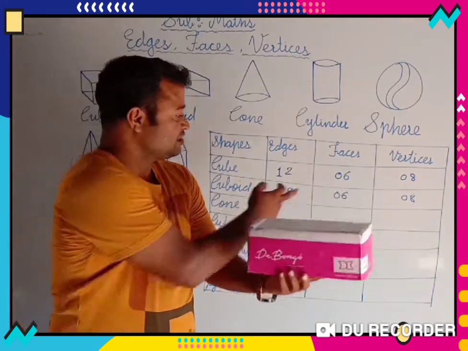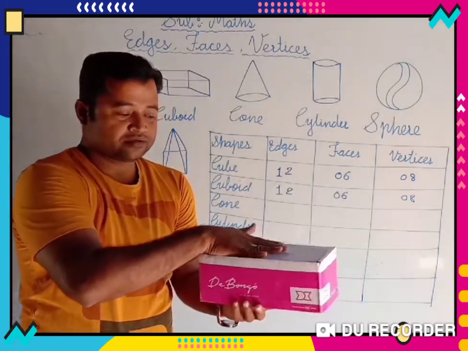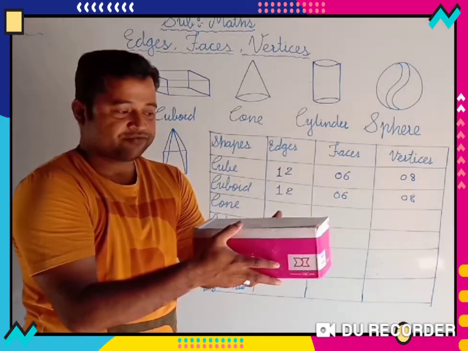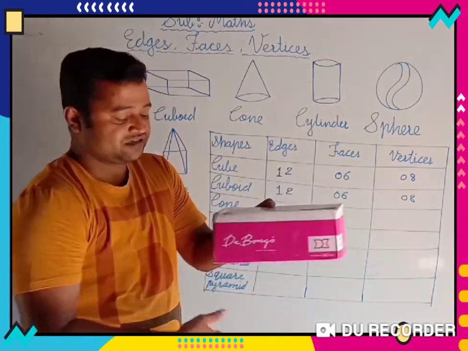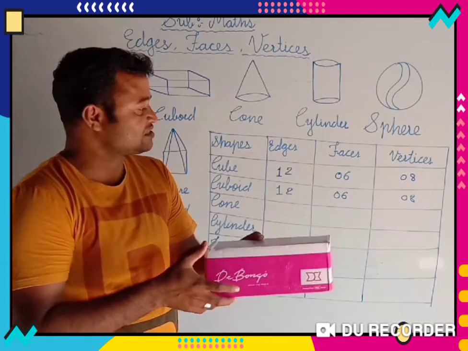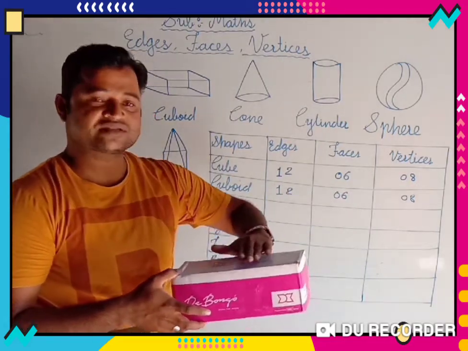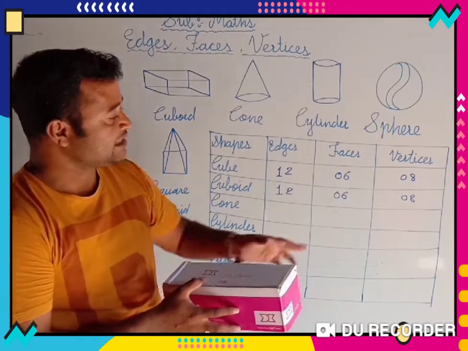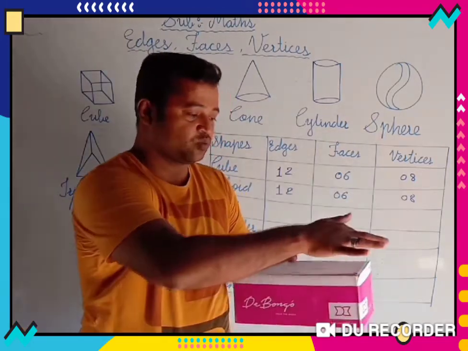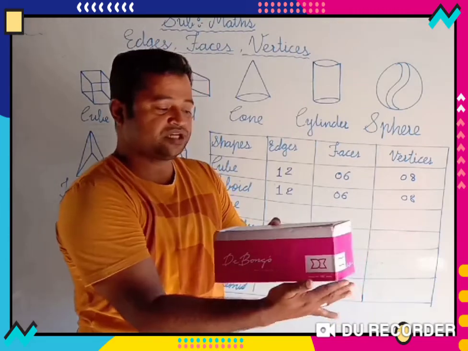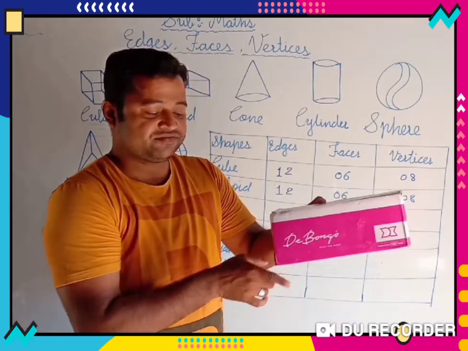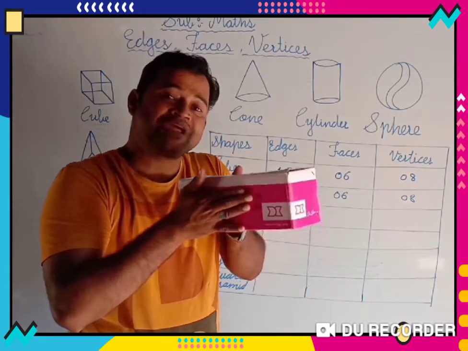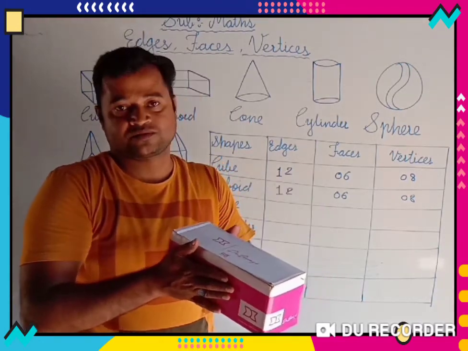Number of faces are 6. So upper 1, lower 2, front 3, back 4, this side 5 and this side 6. It has 6 faces and all 6 faces are flat. They are rectangular, right? And the number of vertices are 8, which are 1, 2, 3, 4, 5, 6, 7 and 8.